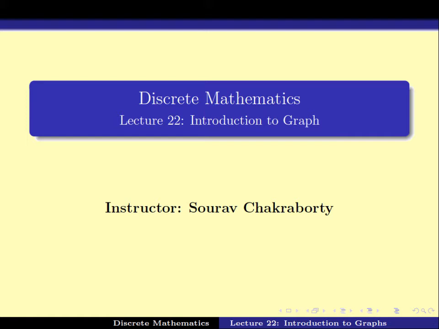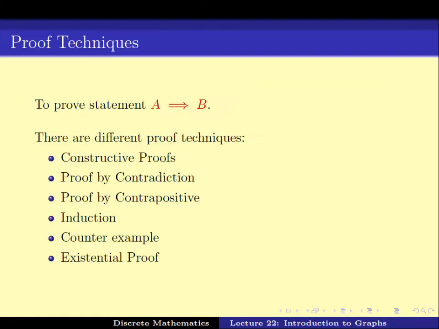modeling problems. Till now we have looked at proof techniques, we have looked at how to solve a problem like A implies B, and we have gone through a number of proof techniques, right? We have not yet gone through the proof technique of existential proof. We'll possibly take a look at them later on. But we have till now gone through constructive proof, proof by contradiction, proof by contrapositive, induction, counterexample, and so on.